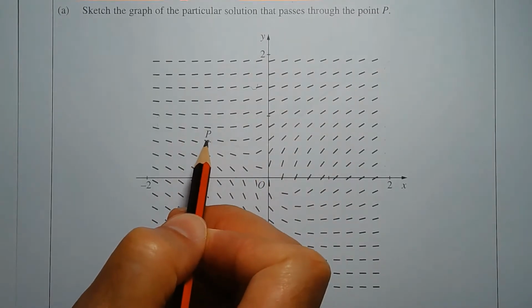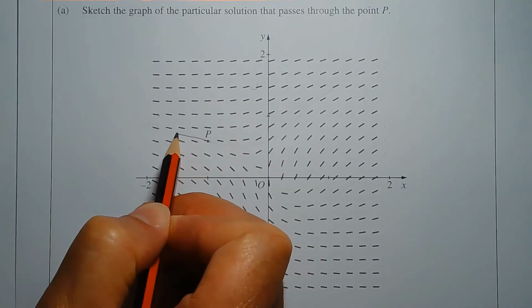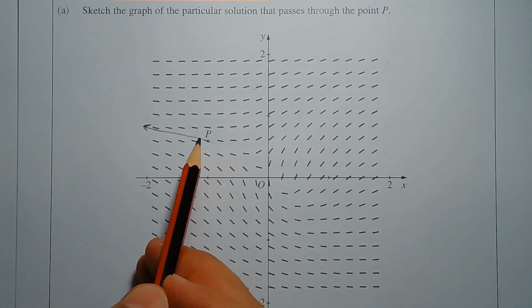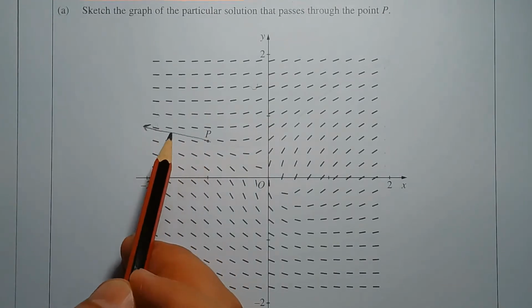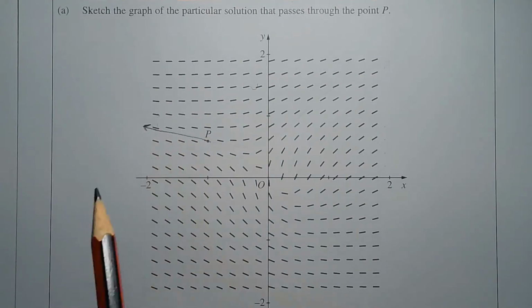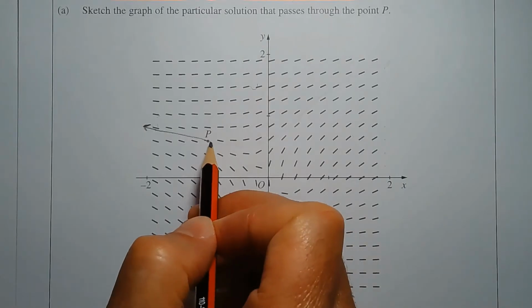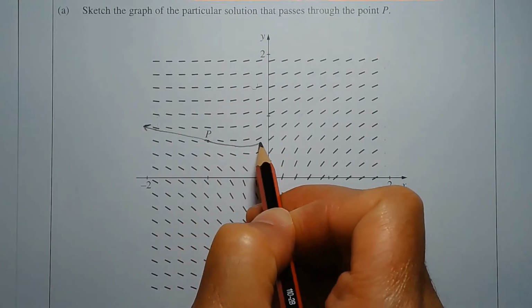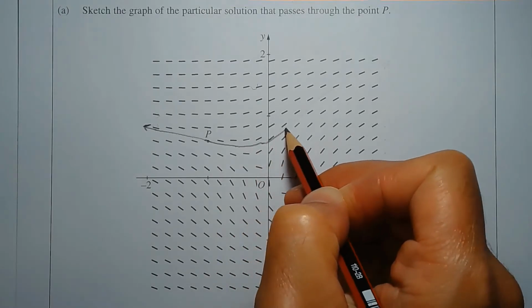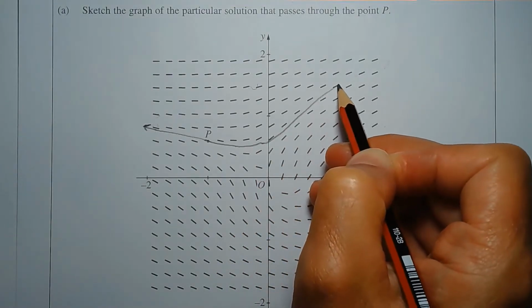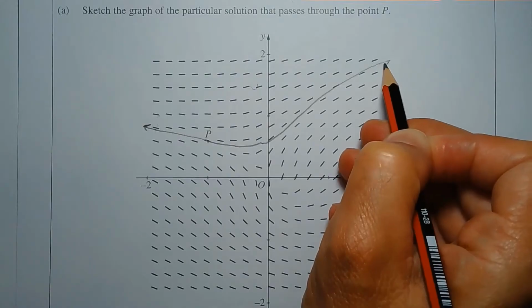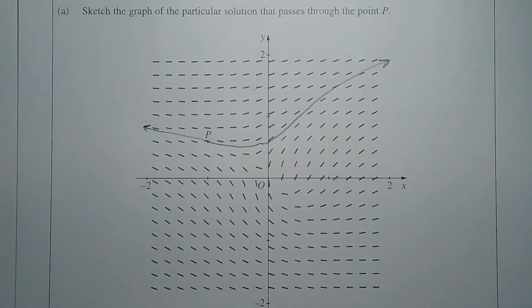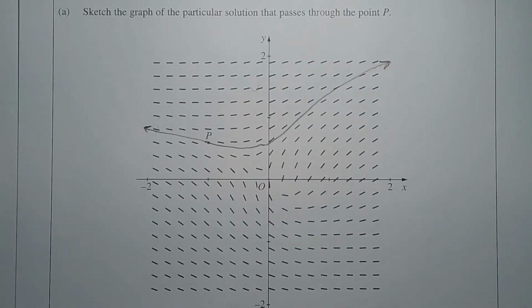So to the left of P, the curve can be drawn something like this. So you can see that as much as possible, they're running parallel to the tangent lines and not crossing the tangent lines. And to the right of point P, again, keeping as much as possible parallel to the tangent lines. And this would be the particular solution that passes through point P.